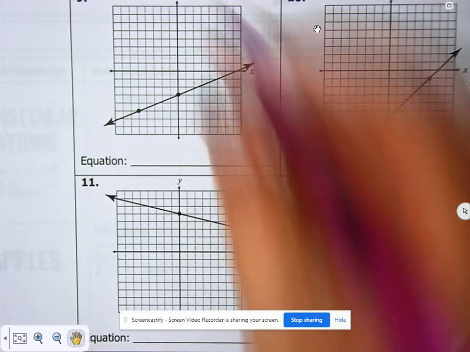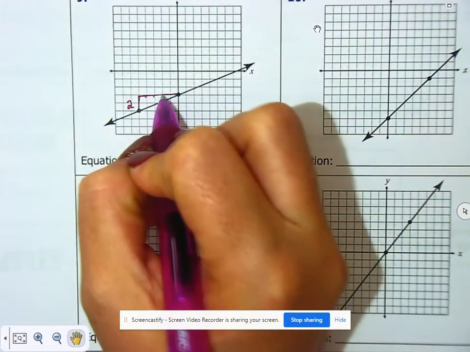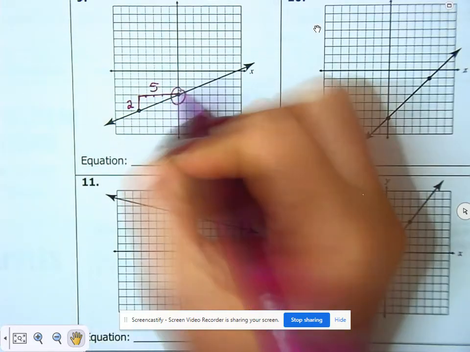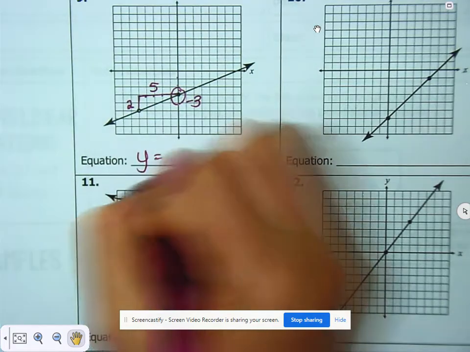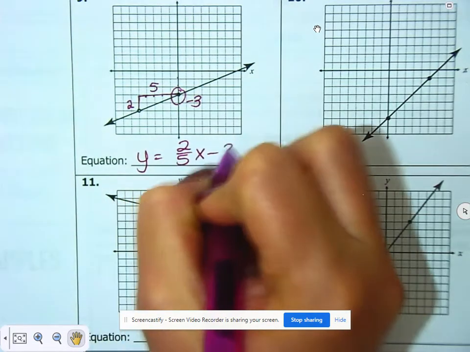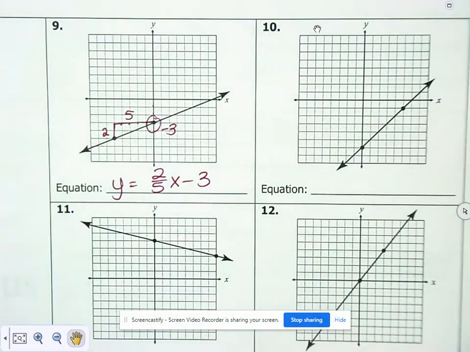Same thing on all 8 of these. Okay. So I'm going to count up to 1, 2, 3, 4, 5. And then my y-intercept here is -3. So that's going to be y equals 2/5x minus 3.